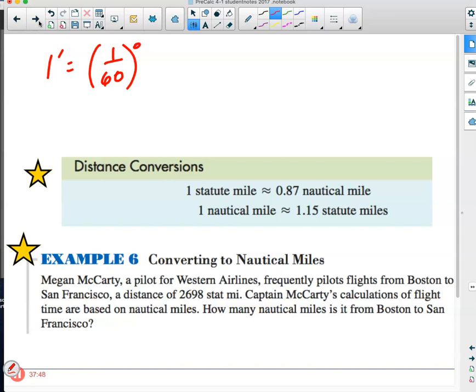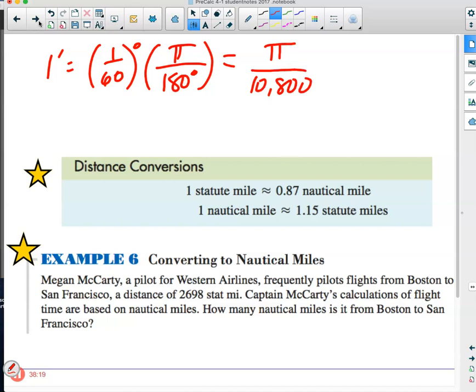But if I'm going to have any of this exact, I should change that into radians. So I should multiply that by pi radians over 180 degrees. So to get the exact conversion, top times top, pi. Bottom times bottom would be the 60 times 180, and that is 10,800. So that would be what we would use for an exact conversion.